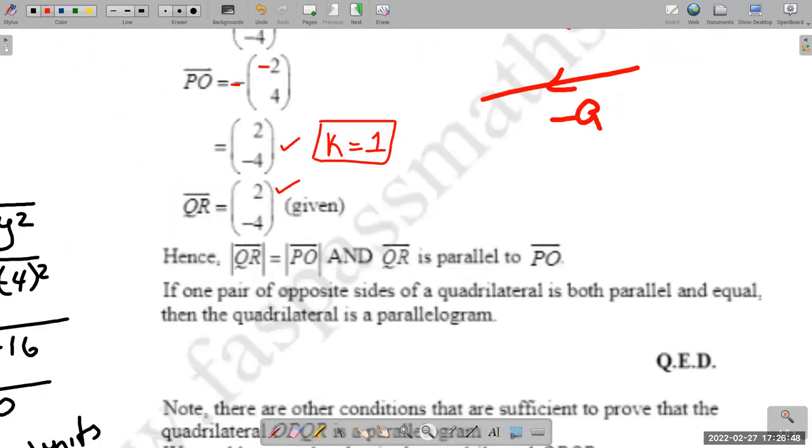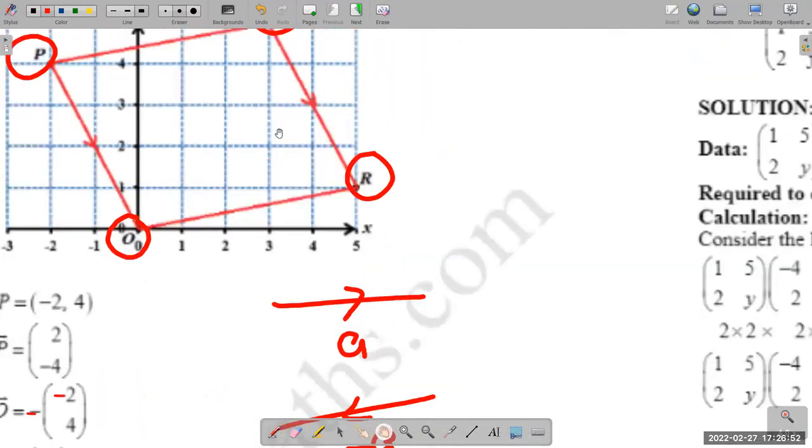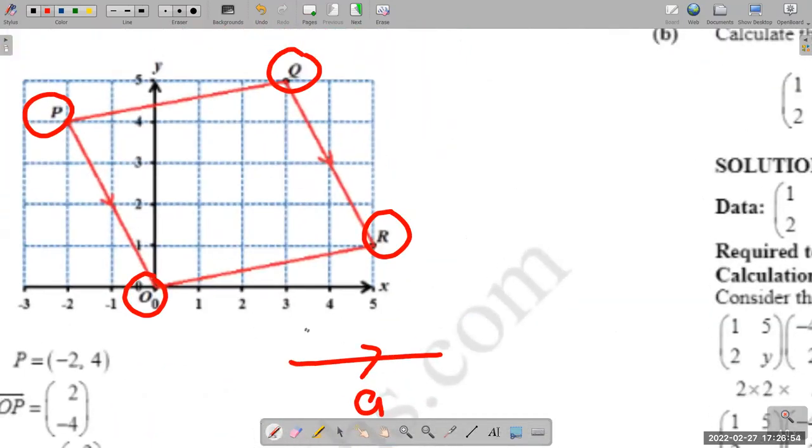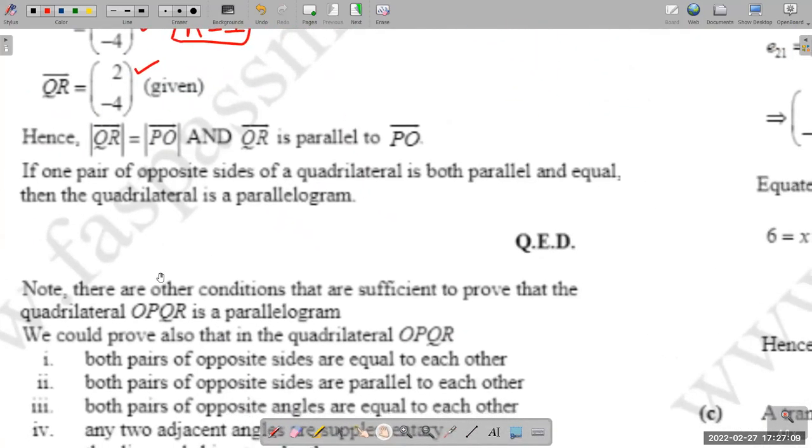So what you realize they did here, they proved that these two opposite sides are parallel. I guess they took the shortcut and they didn't prove these two were parallel. But I would recommend, look at the marks. If the marks are like 4 or 5, prove that both of them are parallel. Everybody with me?